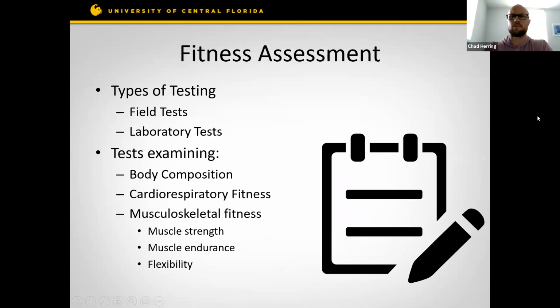All right, now let's talk about some different fitness assessments. So, types of testing: we have both field tests and laboratory tests. And then we can examine many different things. We're only going to touch upon a few: body composition, cardiorespiratory fitness, and musculoskeletal fitness, which includes many different things.